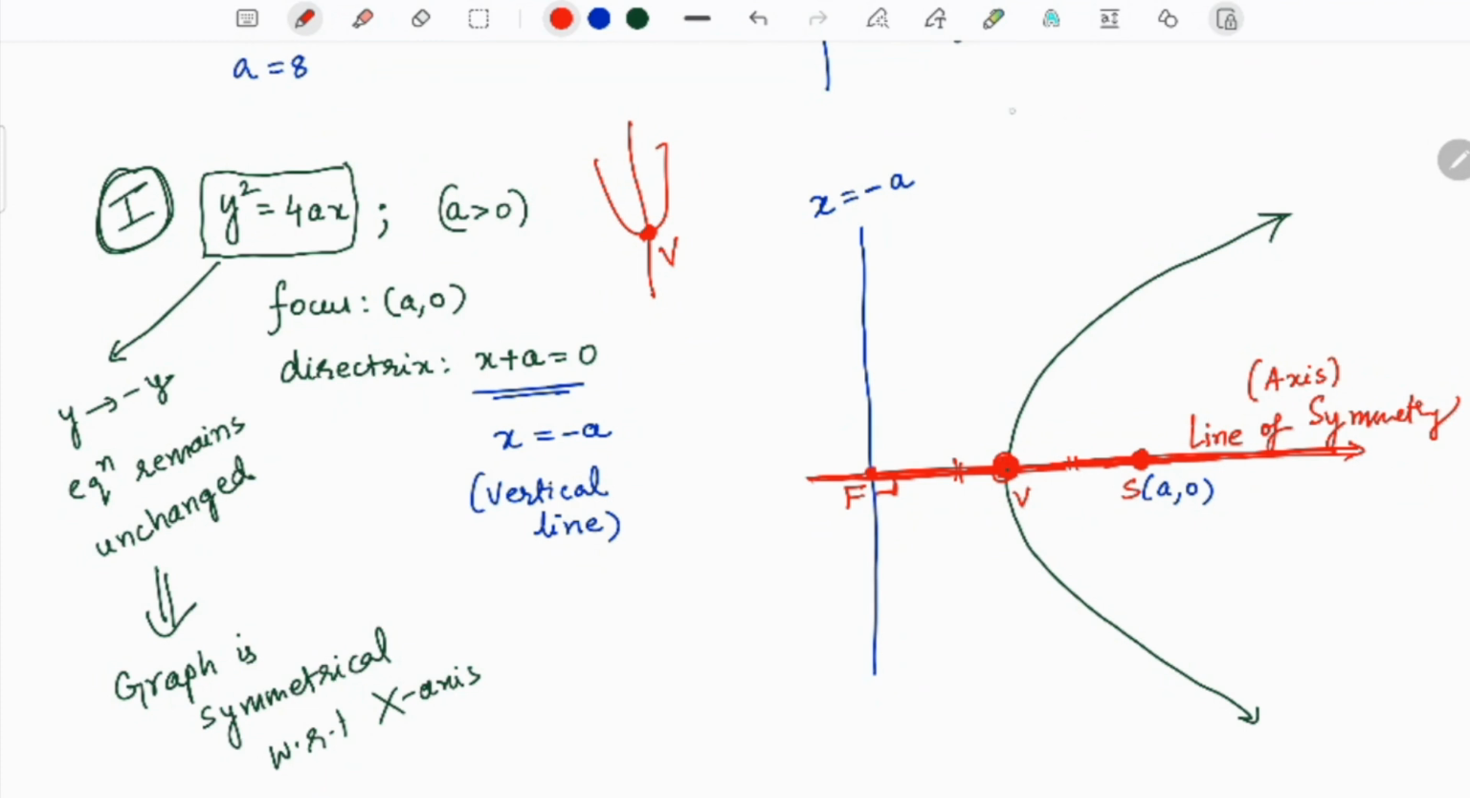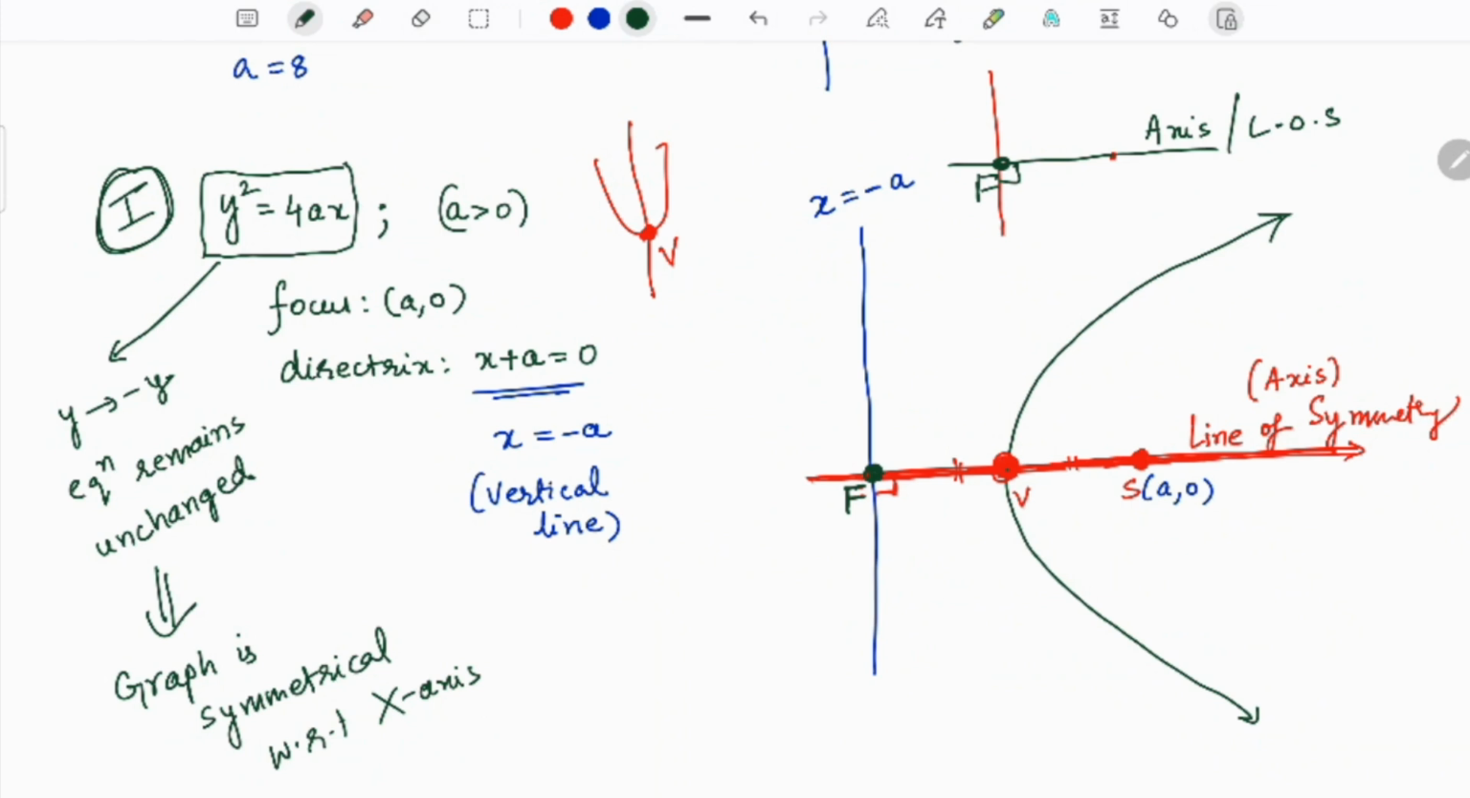Here this is directrix, this is focus. Line through focus perpendicular to directrix, this is axis. Axis also called line of symmetry. Where axis intersects directrix, that is called foot of the directrix. Here, axis is intersecting directrix at this point. This is called foot of directrix.